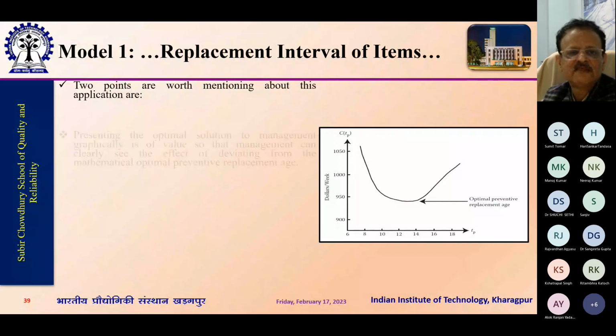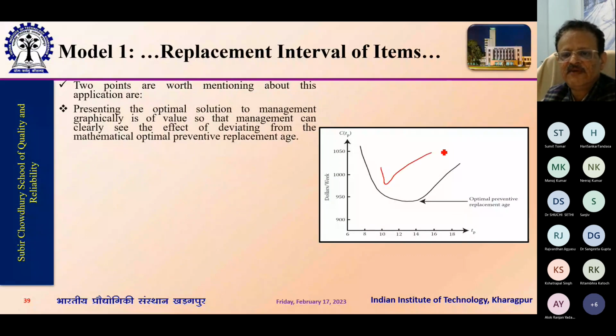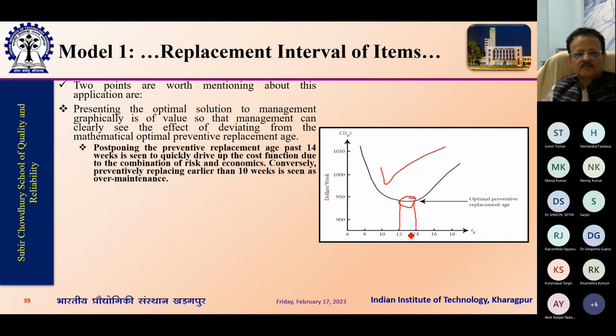There are again observations. This is the way one can present the cost per week and the replacement intervals, and one can show that it is minimum, or one can see that if the cost is not very much, then one can say in this interval, one can take the necessary action for replacing it. So in this case, you will see postponing the preventive replacement past 40 is becoming very costly. The cost is increasing drastically. On the other hand, if you do the preventive maintenance earlier than 10 weeks, you are doing over maintenance.